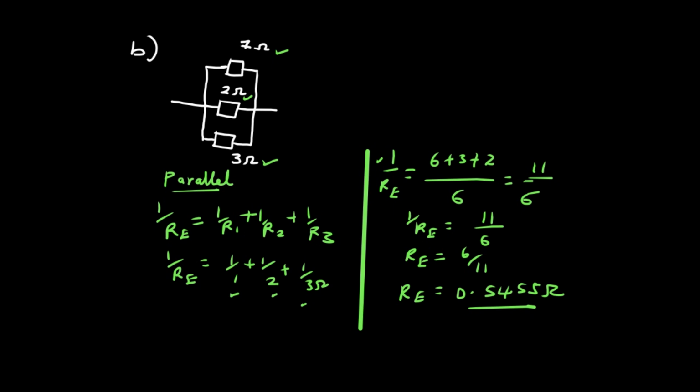Question C. These are two resistors connected in parallel. So this is a parallel connection. For the parallel formula, because you have only two resistors, we'll say 1 out of RE equals 1 out of R1 plus 1 out of R2.